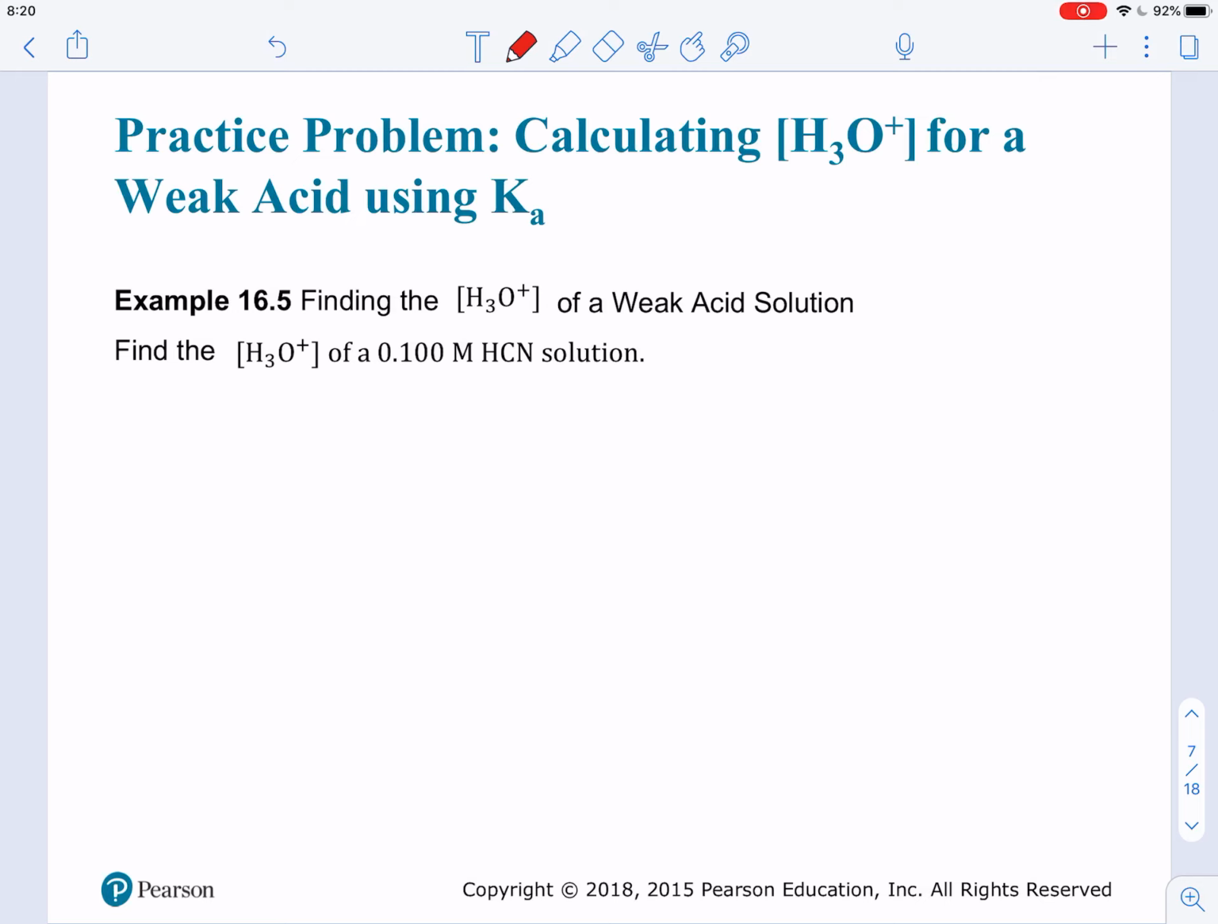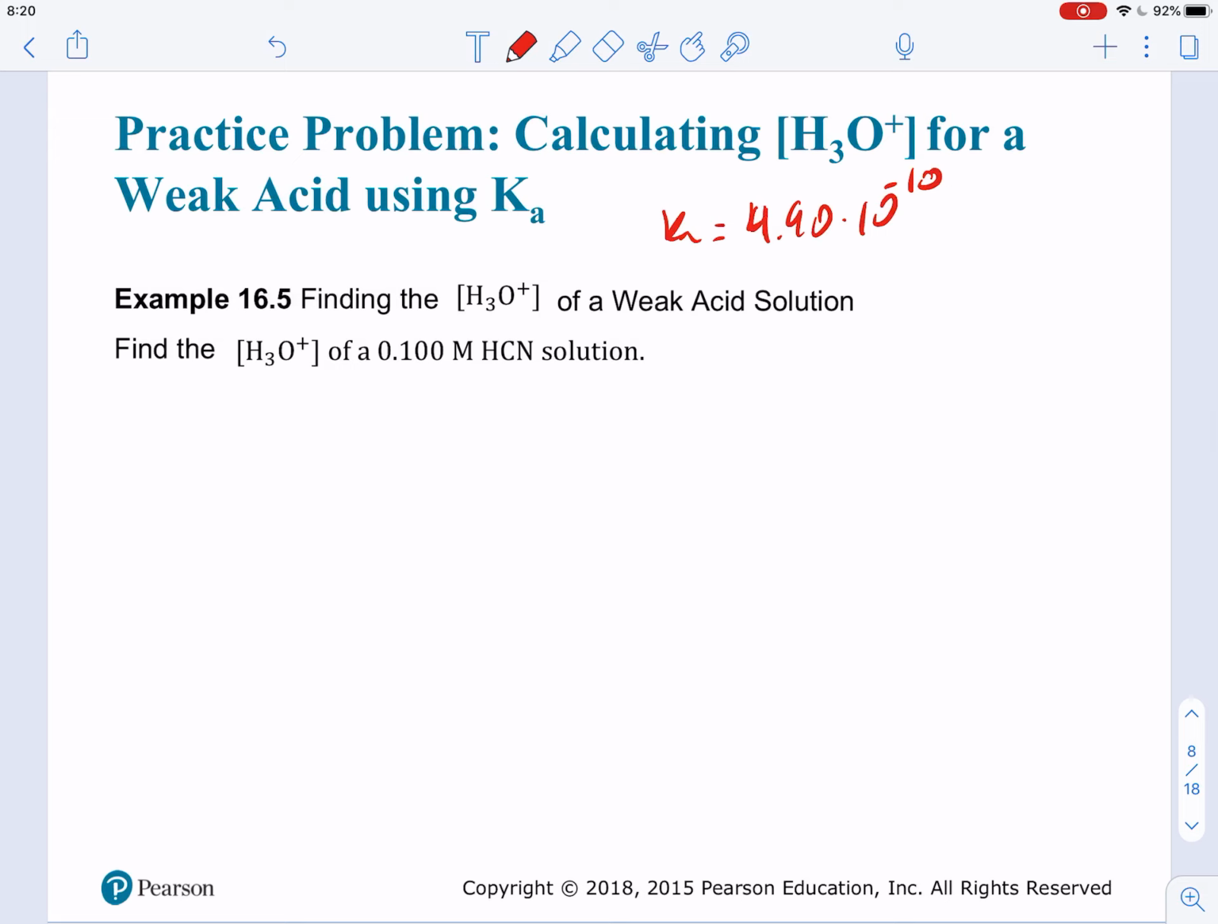Whenever I give you this, for example in the exam, I will give you anything that you need. In this particular case we need the value of Ka, and Ka for hydrocyanic acid is 4.90 times 10 to the negative 10. So 4.90 times 10 to the negative 10 versus 0.1, well, this is much larger, right? So remember the assumption that x is small, well, we can make that assumption here.